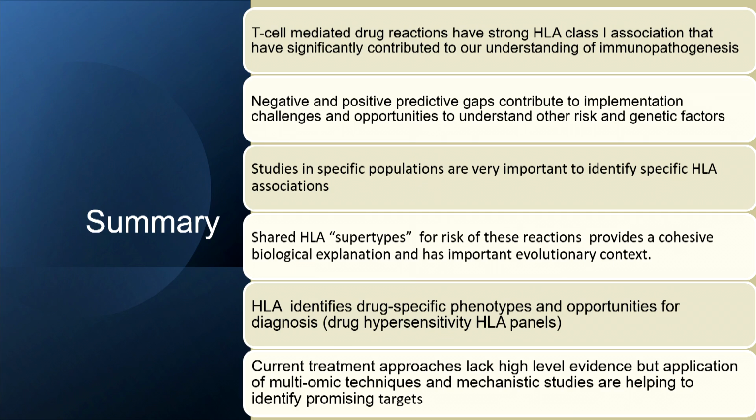So just to close, these T-cell mediated reactions have strong HLA associations that have taught us a lot about the immunopathogenesis, so the genetics came first and drove our understanding. There are lots of gaps to consider, and populations have to be considered separately, although the shared HLA supertypes provide a context and biological explanation for how to manage these, and maybe to think about doing panels for risk assessment rather than individual HLA alleles.